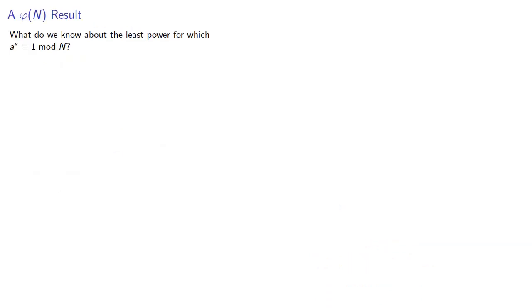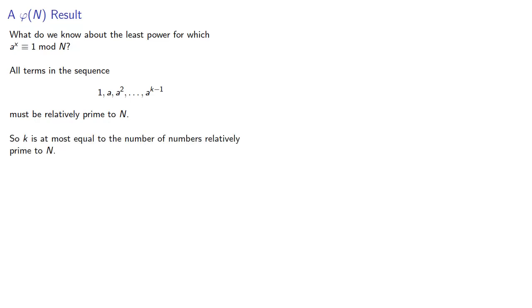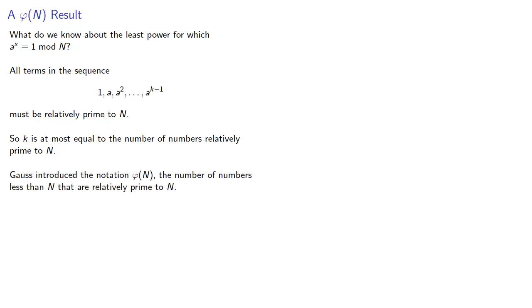What do we know about the least power for which a to the power x is congruent to 1 mod n? So let's think about that. First of all, terms in the sequence 1, a, a squared, and so on up to a to the power k minus 1 must be relatively prime to our modulus, n. And so that means that k is at most equal to the number of numbers relatively prime to n. So mathematicians do like using symbols, so Gauss introduced the notation to refer to the number of numbers less than n that are relatively prime to n.